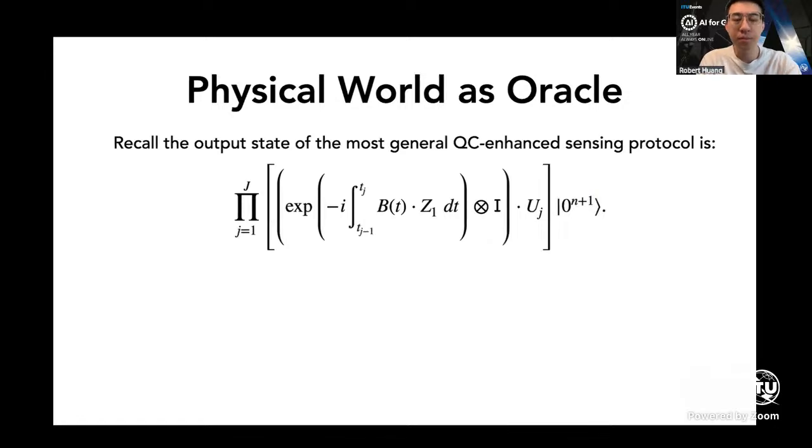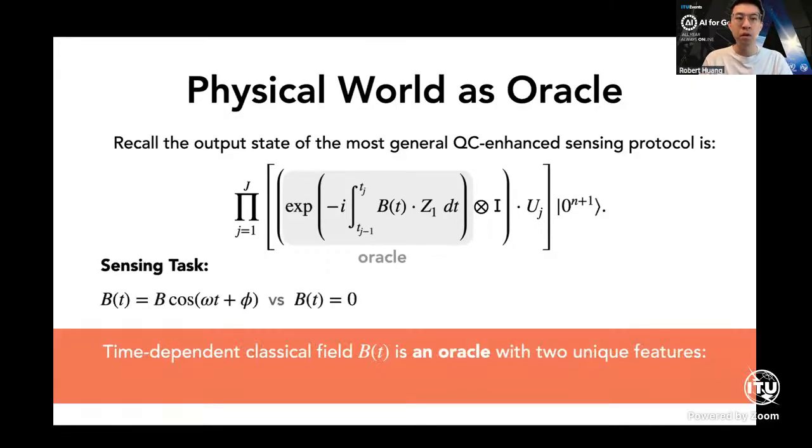So how do we do that? Recall that in this most general formula for the output state, essentially we can think of this part of the circuit as an oracle. That is how the external classical field is exerting forces onto our sensor. So it's a single qubit operation that's happening. In the sensing task, we're trying to distinguish between either it's b cosine omega t plus phi or it's just 0.